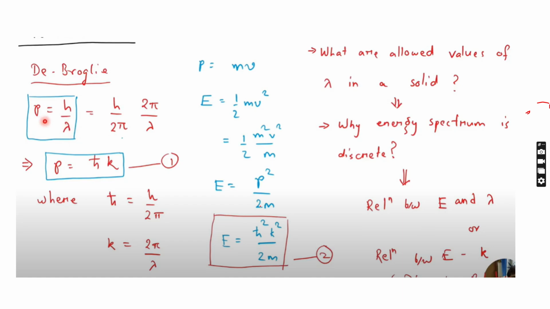So here what we have to find is what will be the allowed values of lambda for each solid, and why the energy spectrum is discrete. And similarly, the relation between energy and lambda, or the relation between the energy and the wave vector. If we get to know about these details, we'll get the idea about how the electron will interact in a solid, or which will be nothing but matter.